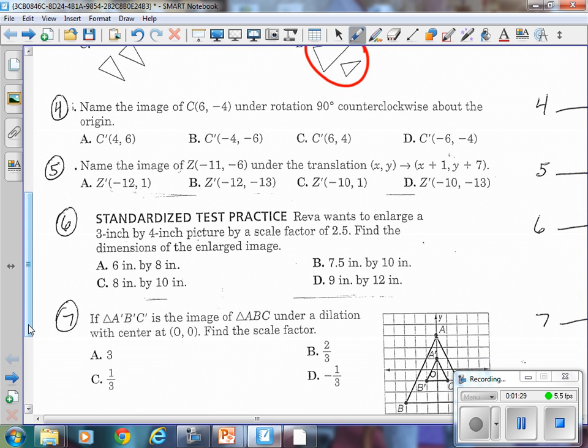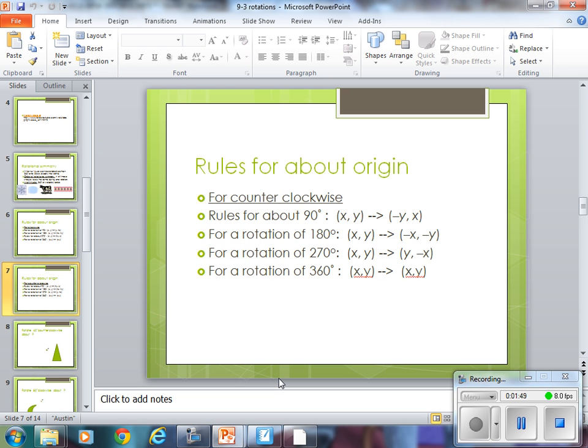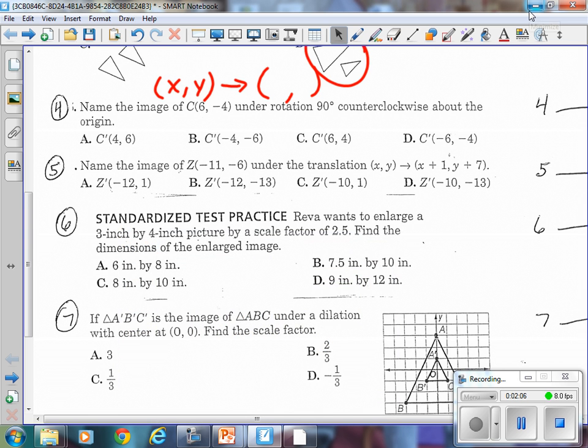Name the image of C(6, -4) under rotation 90 degrees counterclockwise about the origin. Well, remember we have a rule for 90 degrees counterclockwise, it's like (x, y) goes to whatever it goes to, and if you go back to your notes, we're dealing with rotations here. So I'm going to pull up this set of notes. Counterclockwise rotation 90 degrees: (x, y) goes to (-y, x), so it switches them and takes the opposite of the new first coordinate.